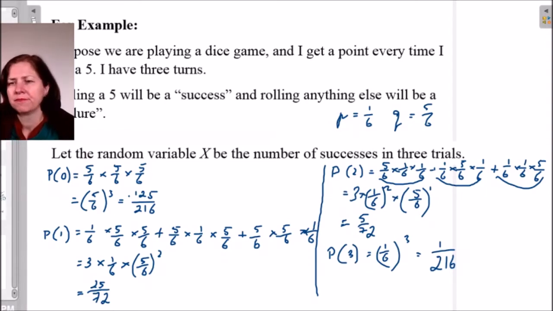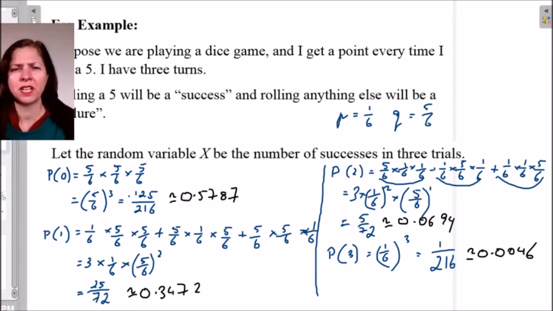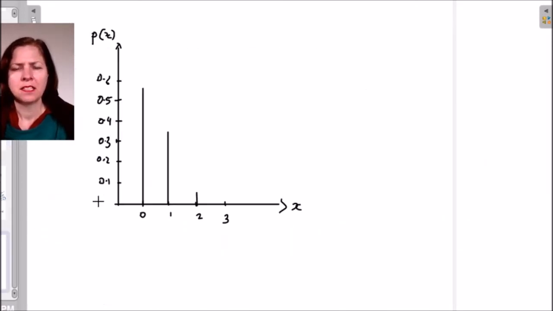Hang on a sec. In order to graph it, I've just quickly jotted down the approximate values to help me get a feel for their size. And then I've just popped those into the graph here. So we can see that the probability that x is 0 is the tallest by far. It's really quite likely that I'm going to get no points. The probability that I'm going to get 1 point is a bit more than a third. The probability I'm going to get 2 points is less than a tenth. And the probability I'm going to get 3 points is practically nothing.